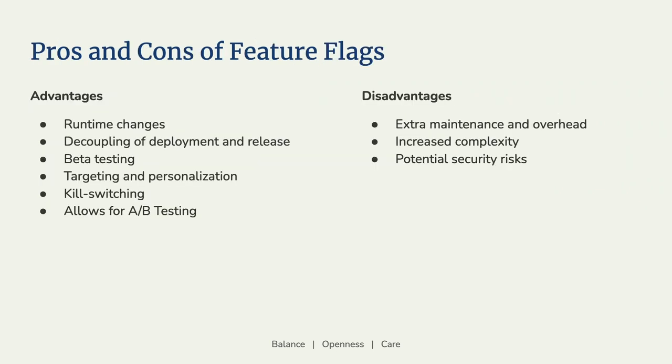So, some of the pros and cons of feature flags. Pros: runtime changes, meaning you can see the changes as they happen. It allows for the decoupling of deployment and release. It can be used for beta testing, and it can be used to target and personalize websites. It can be used as a kill switch if you're developing a feature and you're not sure if it's going to work right. Hopefully you don't get to that point, but you can turn it off immediately and it will go back to its previous configuration. And finally, it allows for A/B testing, which is what we're here for.